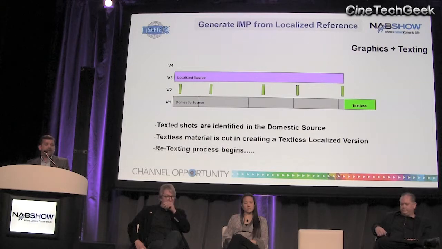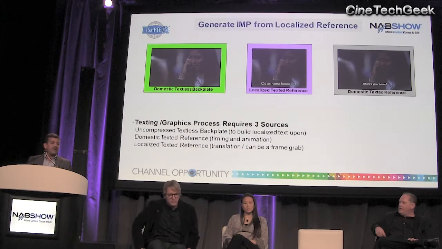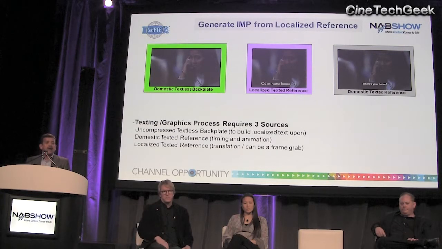A simple example of retexting is we utilize the domestic backbreak. We take the localized texted reference, and now we have an idea of what was done in territory. So, for example, in this case, we know what they actually did in France. We also utilize the domestic texted reference so that we can follow whatever the show's font style is, as well as the placement. Because a lot of times, if it happens in territory, they may put it in any number of locations and utilize any font that they choose. And then utilizing the domestic textless background, I'm saying that fast.